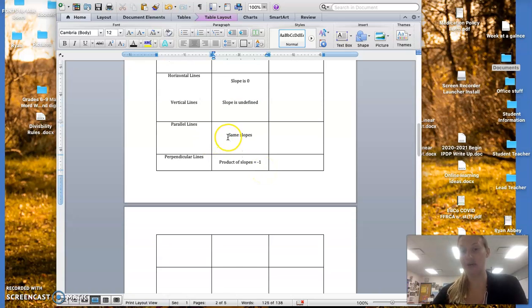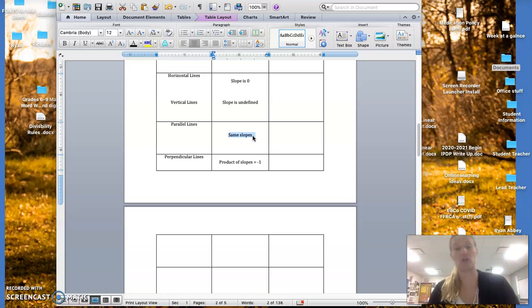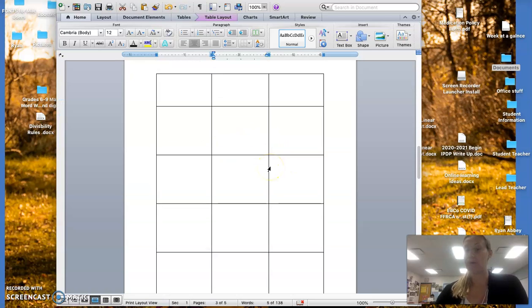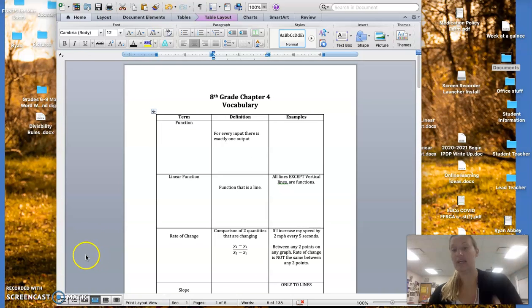Parallel lines, you're going to do an activity with this later. They have the same slope because parallel lines never cross, so they have to have the same steepness in order to never cross. And then perpendicular lines, the product of their slopes is equal to -1, and we'll talk more about that in the activity. But right there, that is what you need to know about your vocabulary, and you'll learn more about all of these facts as we get into each lesson.